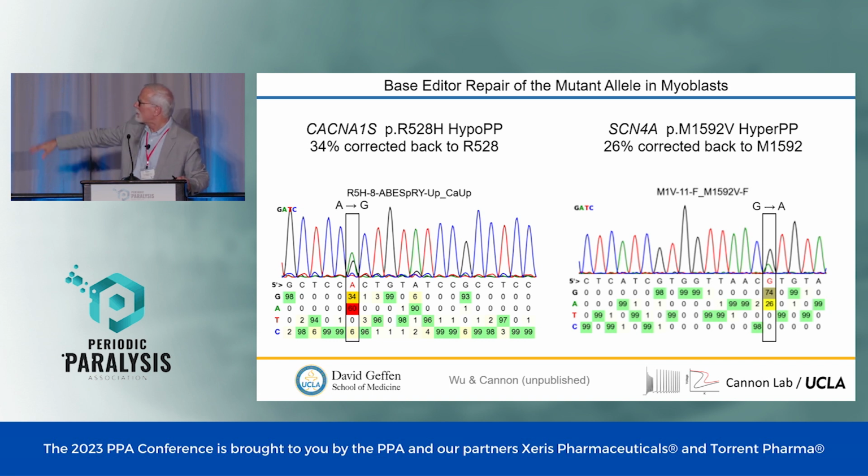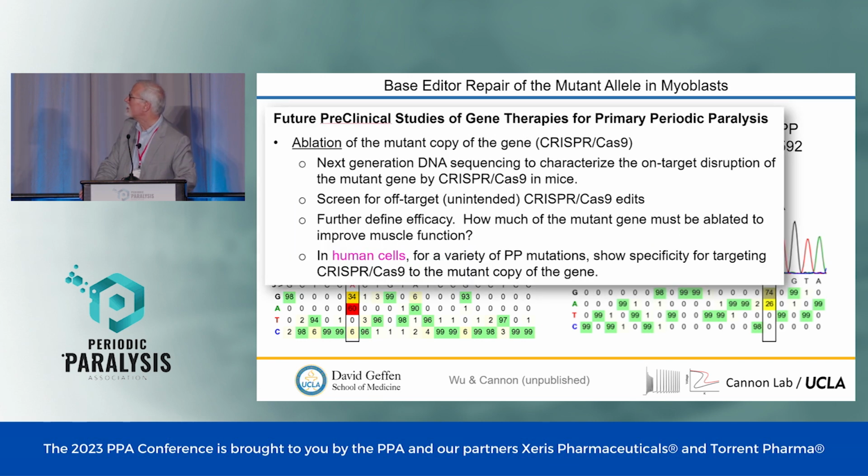The other example here, it's another DNA sequencing run. This is from the hyper-PP mouse. So we're doing hyper-PP as well as hypo-PP, and we were able to change 26% of the G back to A, which corrects for the hyper-PP mutation. So we're very excited about this.